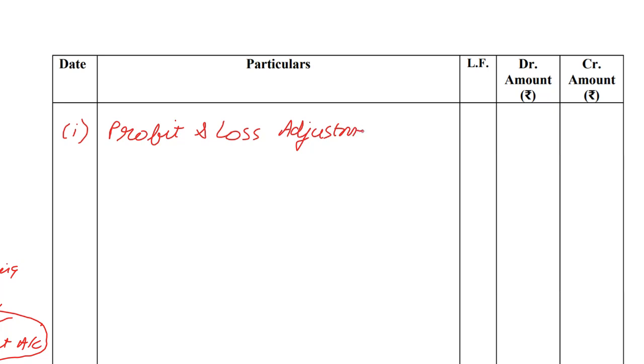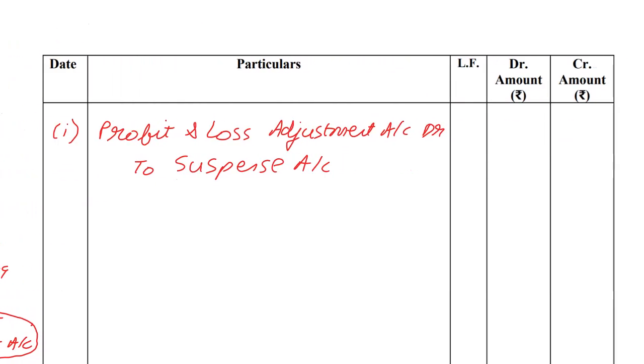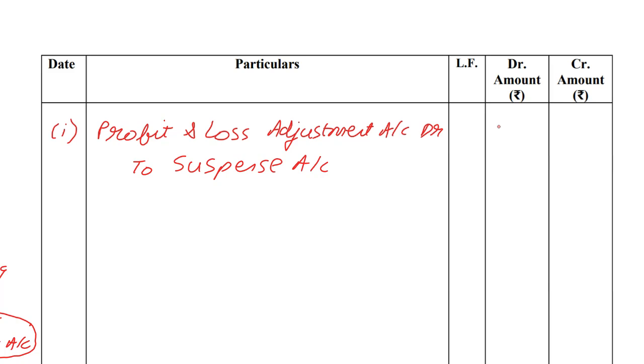adjustment account, debit to suspense account. All right, and the amount will be the same 16,000 that you see over there. Okay, will be the same 16,000.